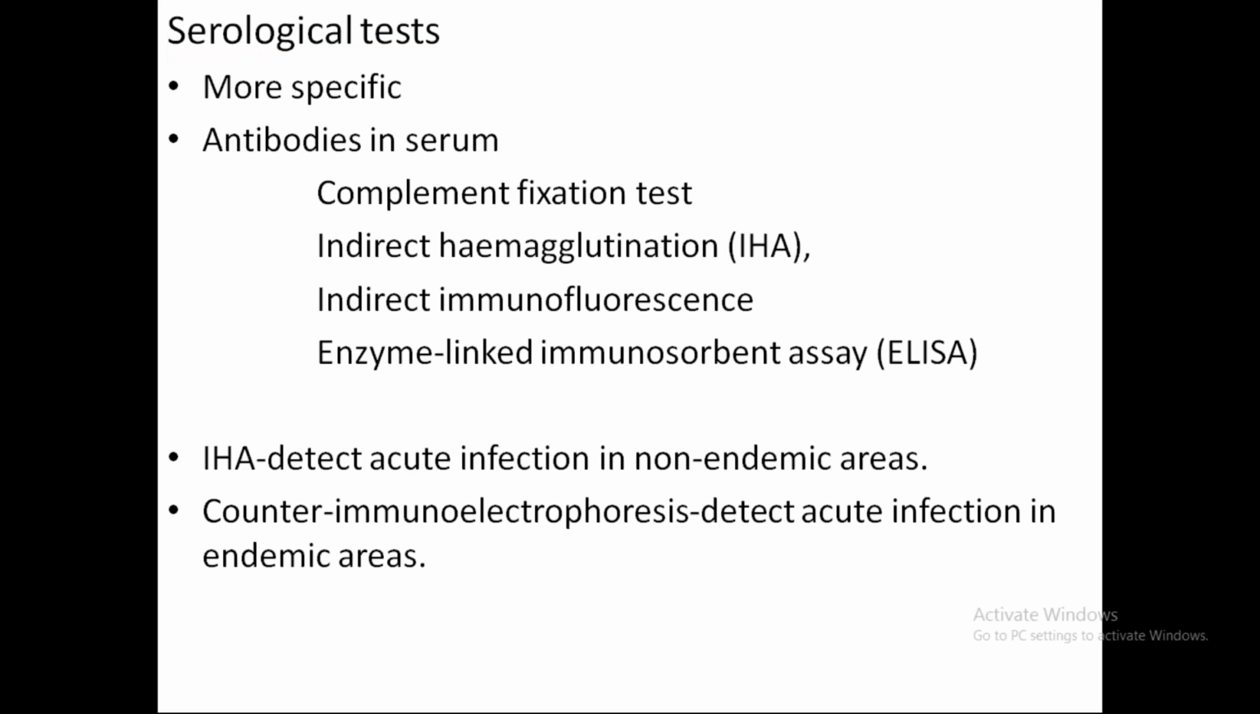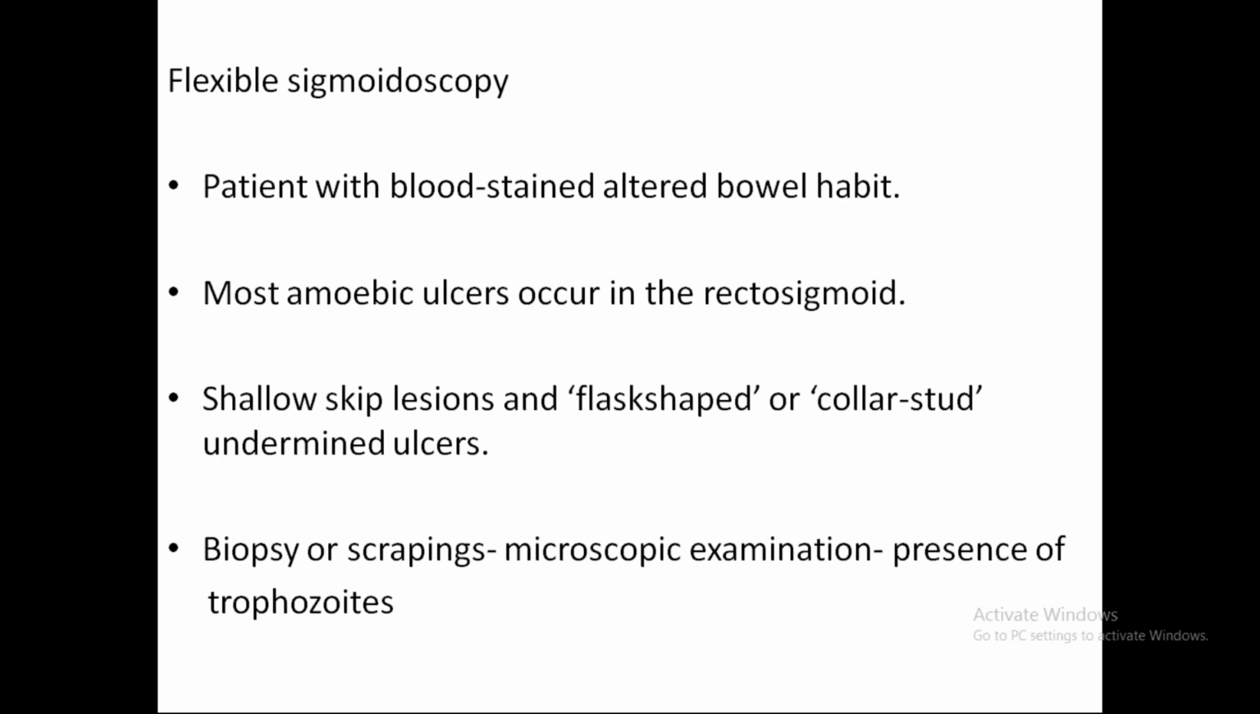Indirect hemagglutination detects acute infection in non-endemic areas. Counter immunoelectrophoresis detects acute infection in endemic areas. Flexible sigmoidoscopy can be done. Most amoebic ulcers occur at the rectosigmoid junction. There will be skip lesions and flask-shaped or collar-stud undermined ulcers. On biopsy or scrapings, microscopic examination will show trophozoites.